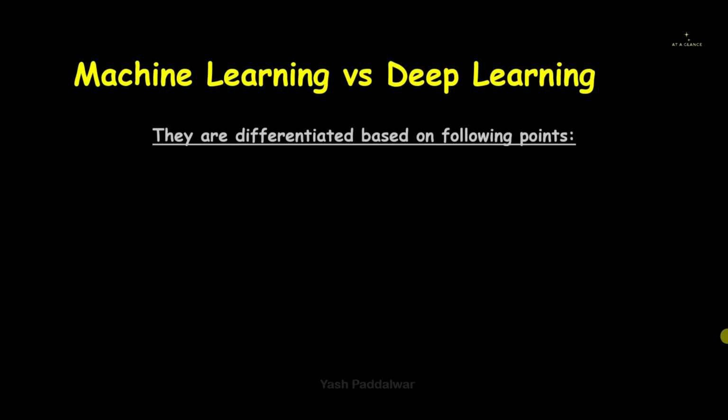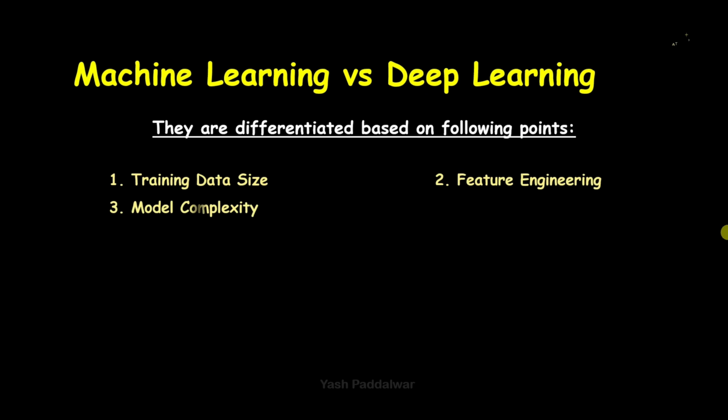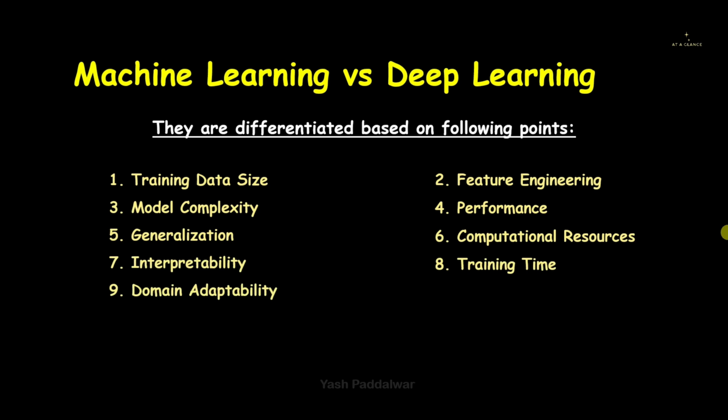Machine learning and deep learning can be differentiated based on the following points. There are several points, out of which I have picked some of the most important ones, on which we'll be seeing the perfect difference between both these topics. So you can see these are the points. First is training data size, feature engineering, model complexity, performance, generalization, computational resources, interpretability, training time, domain adaptability, data efficiency, and deployment. Through these points, I will try to cover almost every single difference between these two topics.